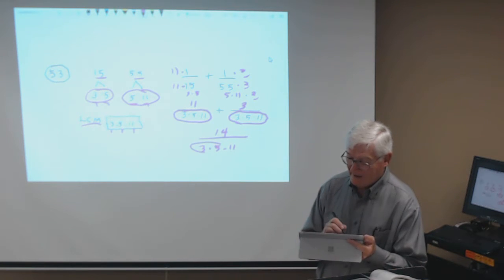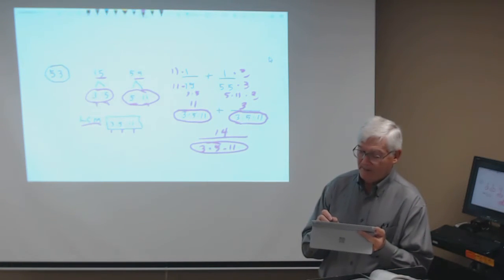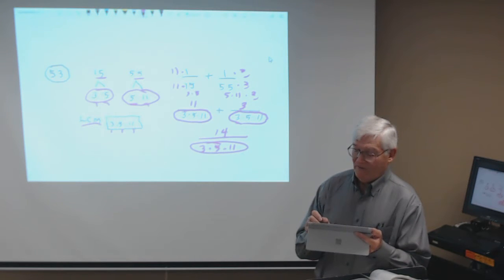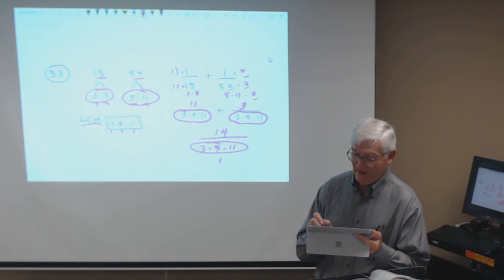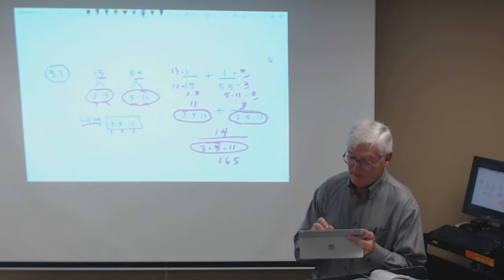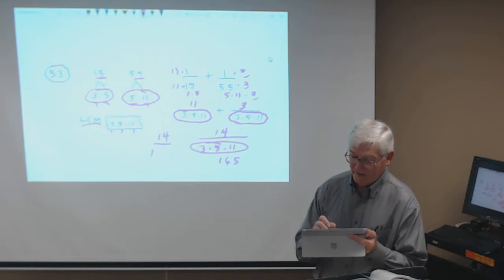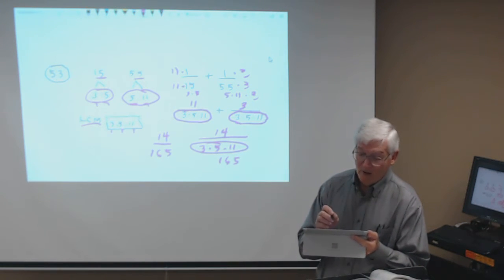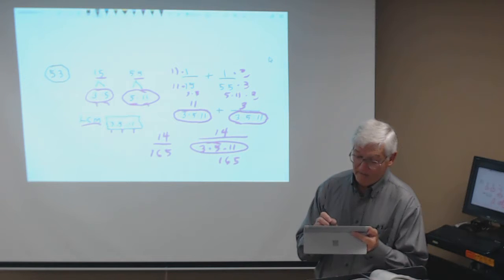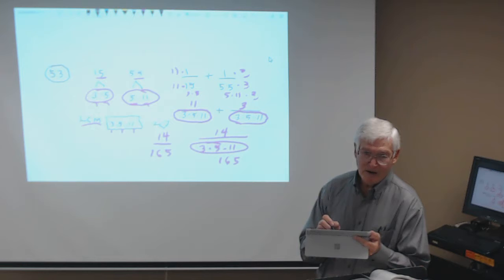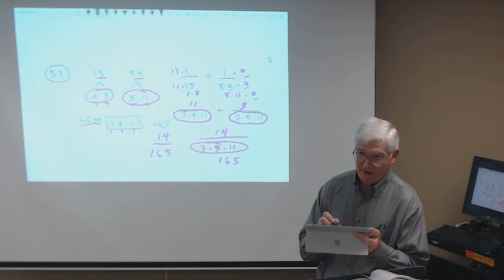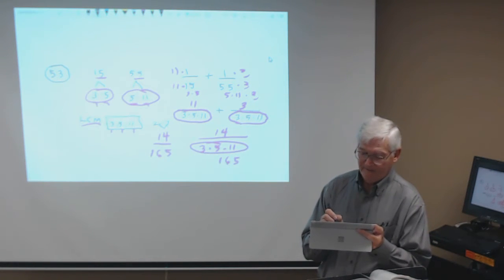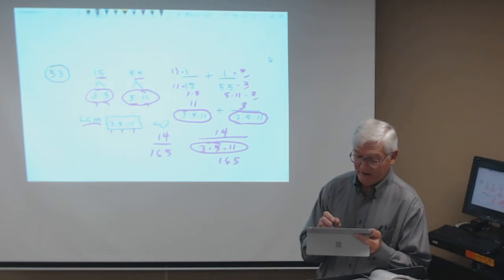And what does that come out to be? What's 55 times 3? 165. So the answer is 14 over 165. And can I reduce that down? Well, just to check it, 14 would be 2 times 7. Can I divide 165 by 2 evenly? No. Can I divide 165 by 7 evenly? No. So that's in simplest form.